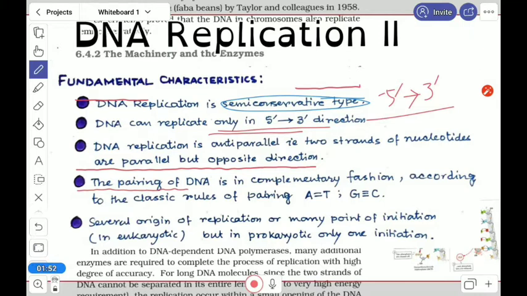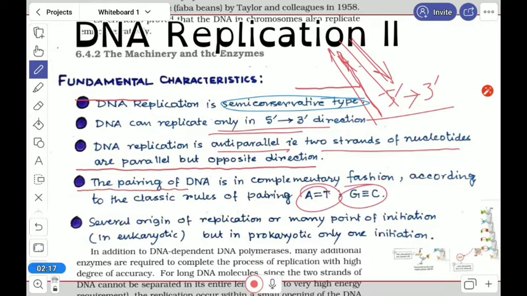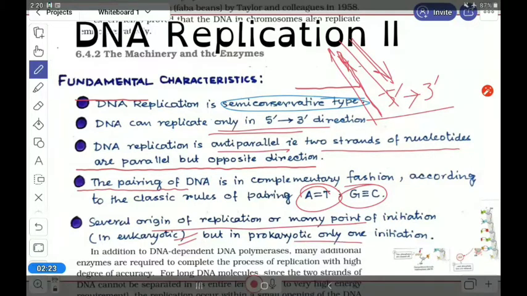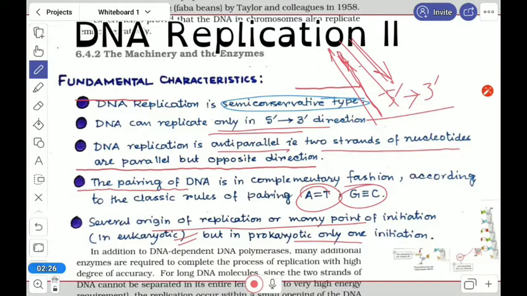DNA replication is anti-parallel. You know that DNA is anti-parallel, so one strand runs in one direction and the other strand runs in the opposite direction. The pairing is in the classical fashion. There are several origins of replication in eukaryotes, but in prokaryotes there is only one initiation point. It means that is where the replication movement will start.